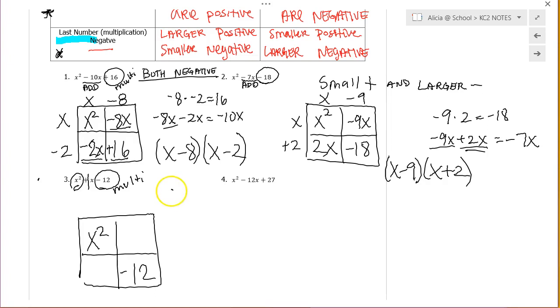that is a negative 12, that is a positive 1. So I am going to be looking for a larger positive number, large positive, small negative number, which would be 4 and 3, right? 4 times a negative 3 is a negative 12. 4x minus 3x is a positive 1x, which is still x, right? We don't really need that 1.